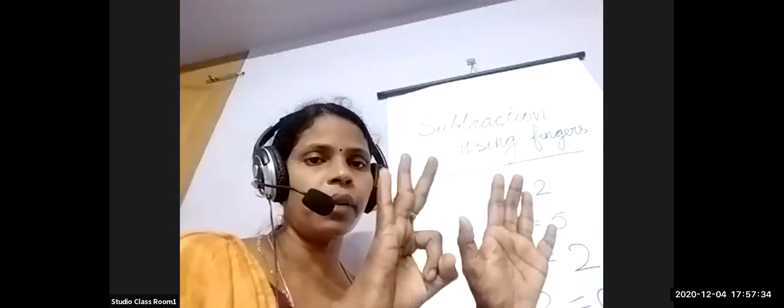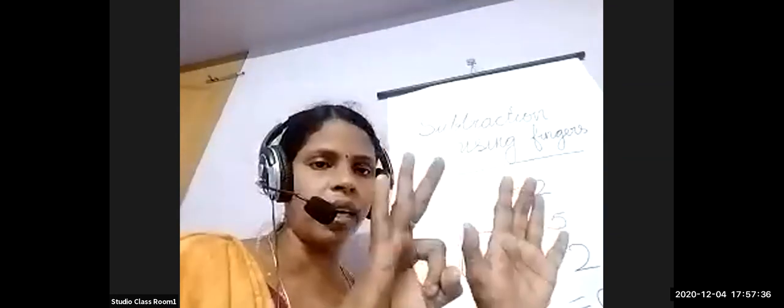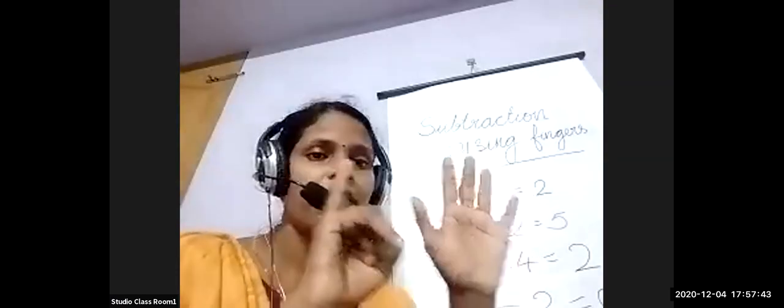Okay, Stefano. Tirtha, please unmute. Yes, ma'am. Okay, now listen here. 8 minus 2. What is the answer? So 8 fingers. You show me 8 fingers. Very good. From this 8, cross 2 fingers. 1, 2. What is remaining? 6. Very good, Tirtha. So 8 minus 2 is equal to 6.